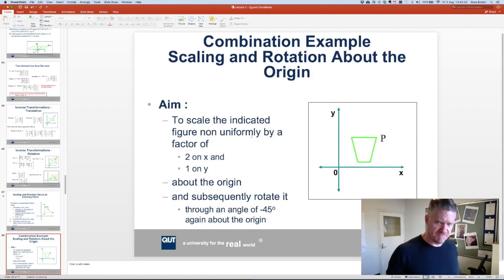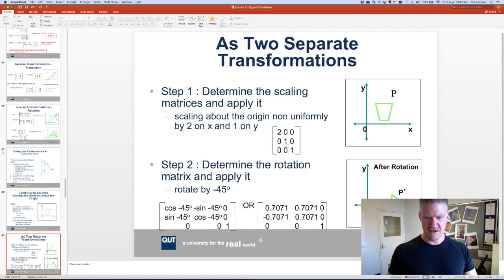So, moving on. Combination examples: scaling and rotation around the origin. I think there's another animation in here somewhere. So, to scale the indicator figure non-uniformly by a factor of 2 on x and 1 on y about the origin, and then subsequently rotate it through an angle of minus 45 degrees, again about the origin. So determine the scaling matrices: 2 there, 1 there. Then rotate by minus 45, that's all good. So if we combine the two together, we end up with a stretched parallelepiped, think about that one, trapezoid, in x, and then it's rotated around the origin, so we end up with the object down there.